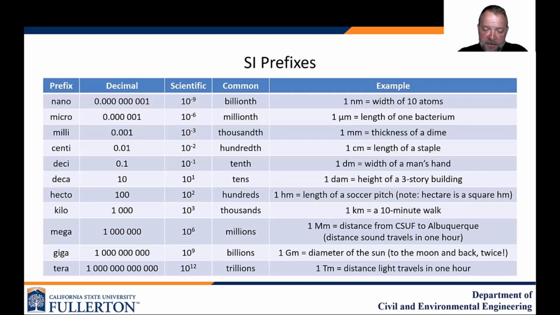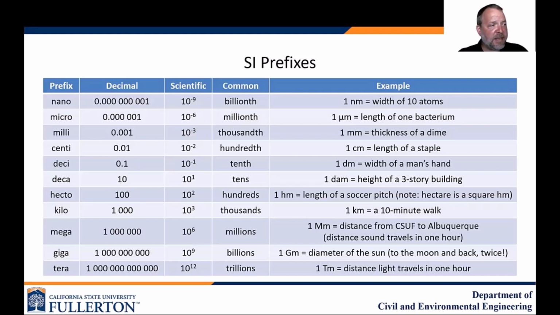A kilometer is about how far you can walk in 10 minutes. So a 10-minute walk is a kilometer. A megameter is the distance from our campus here at CSUF to Albuquerque. And interestingly, it's also about how far sound travels in 1 hour. So if you think about how fast the speed of sound is, a megameter, 1,000,000 meters, is about how far sound travels in an hour.